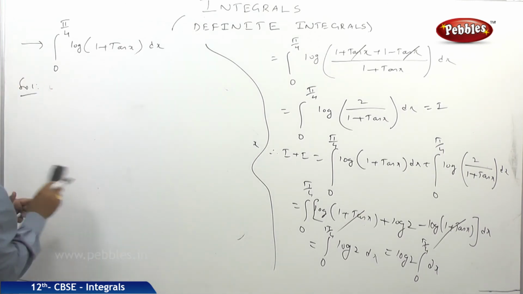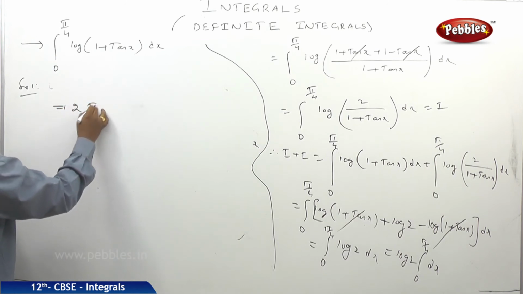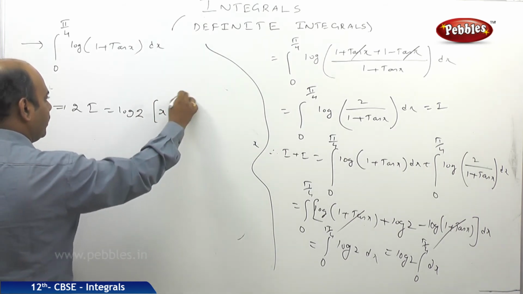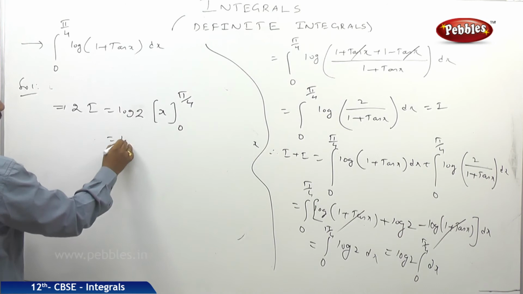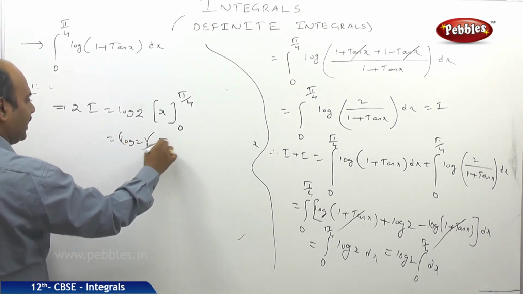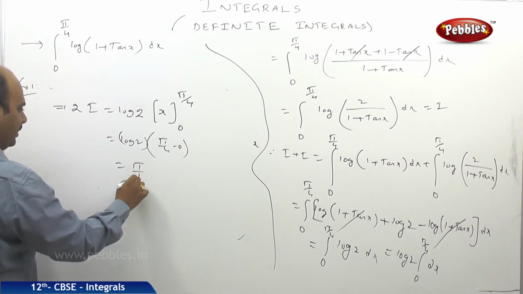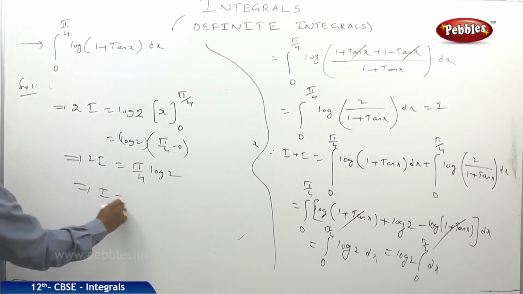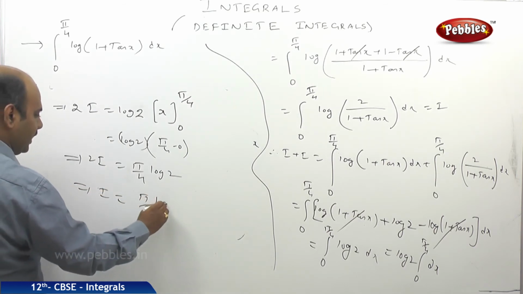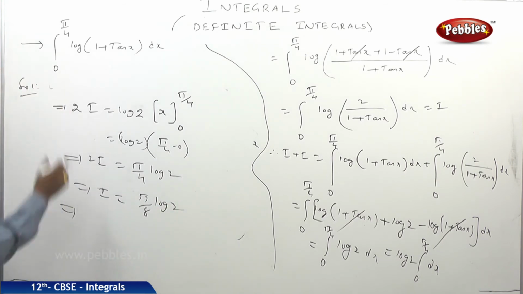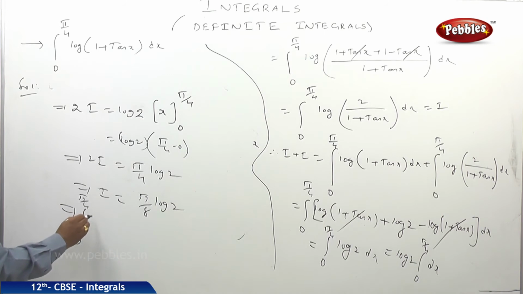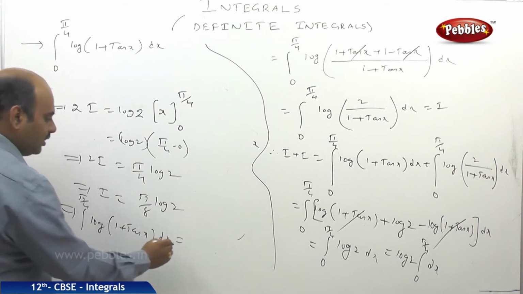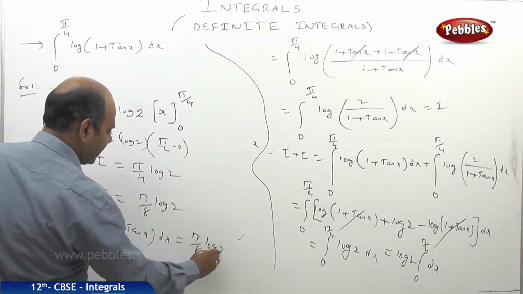There remains 2 on the left-hand side, so it becomes 2I. Log 2 will be outside, the integral of dx will be x, and the limits are from 0 to pi by 4. So what happens? Log 2 into pi by 4 minus 0. That means pi by 4 log 2. This whole thing is nothing but 2I, but we require I. So what happens? Pi by 8 log 2. What is I? The integral from 0 to pi by 4 of log of 1 plus tan x dx is equal to pi by 8 log 2.